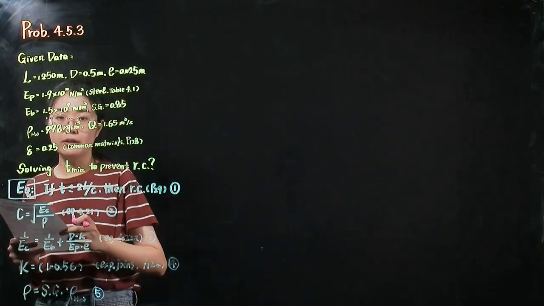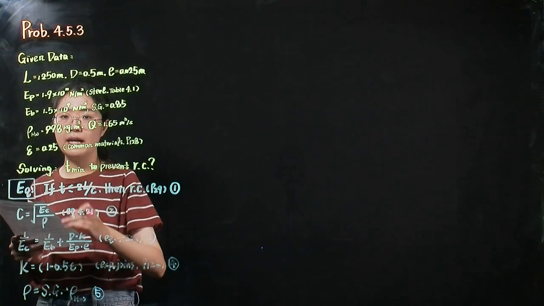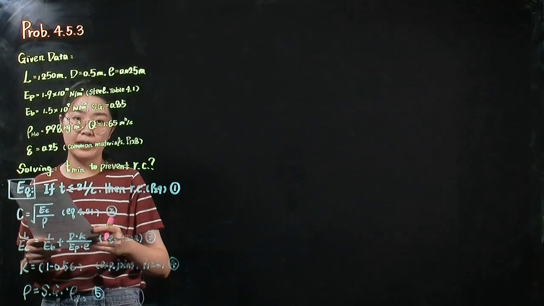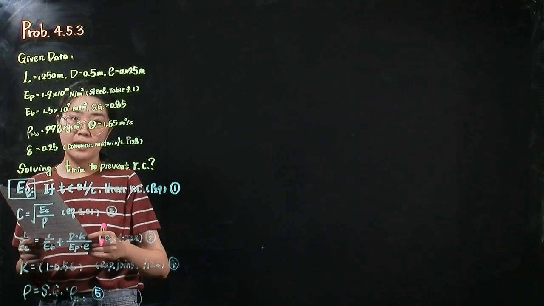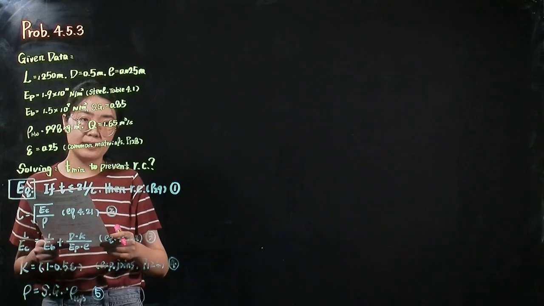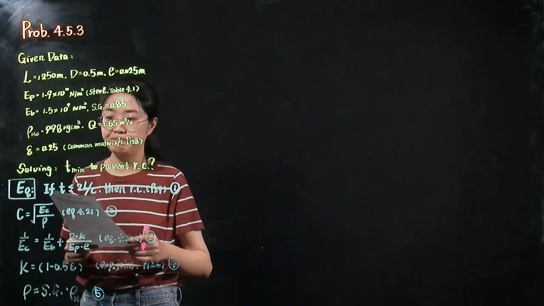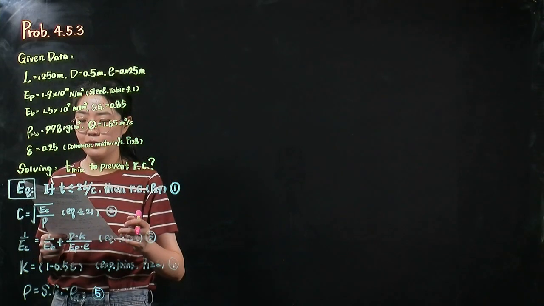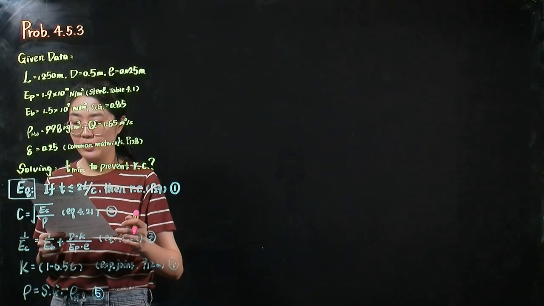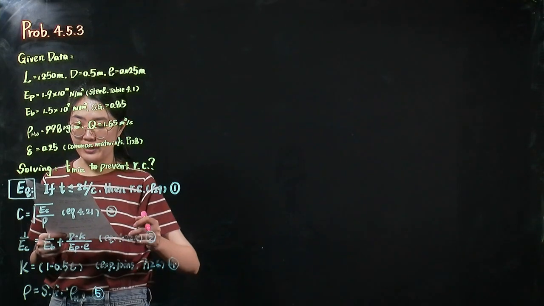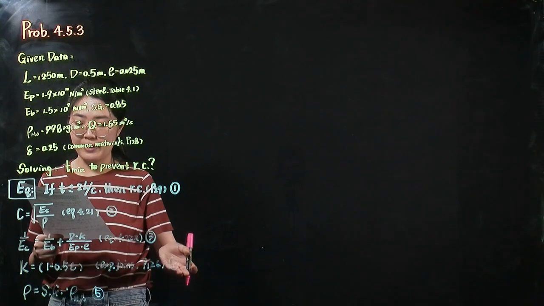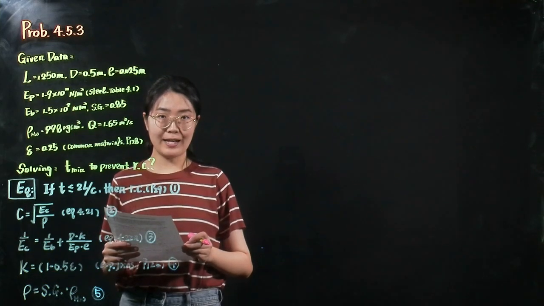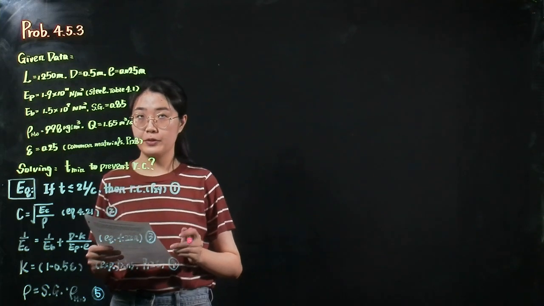The density of water is 998 kilogram per cubic meter. The flow rate in the pipe is 1.65 cubic meter per second. In this problem, we want to determine the minimum valve closure time that would prevent a large pressure rise, which is to prevent the rapid closure. Before solving this problem, let's analyze it first.